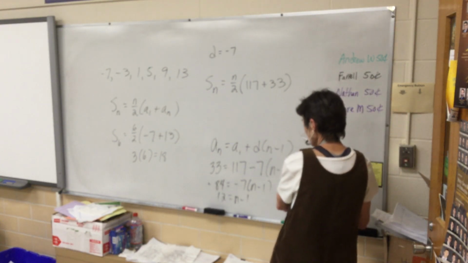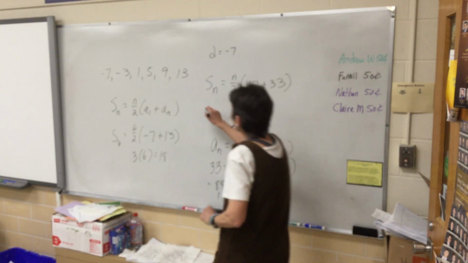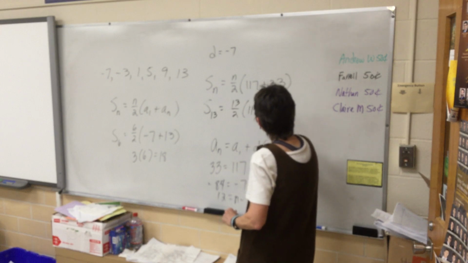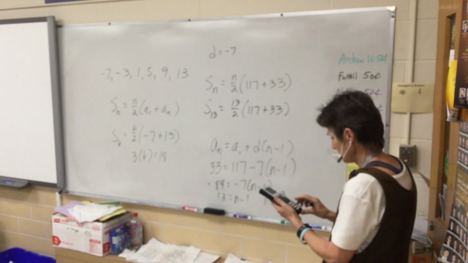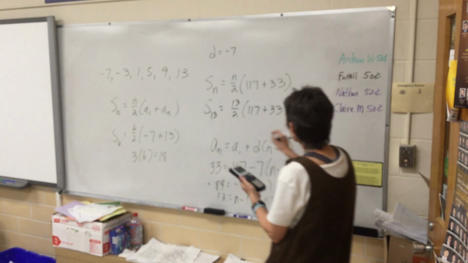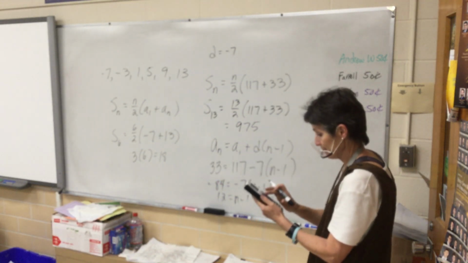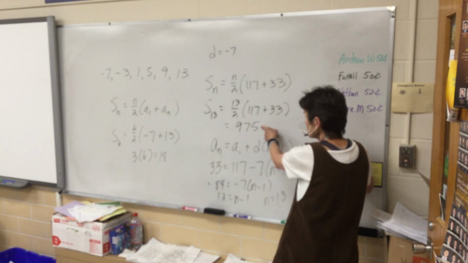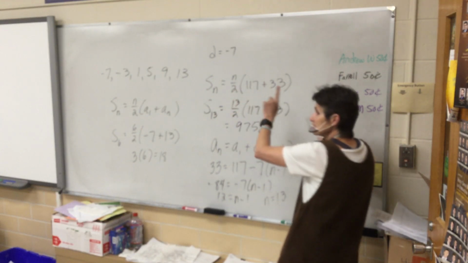So then, that's like work over to the side. So now I'll take that 13 and put it into my formula. So the sum of 13 terms will be 13 over 2 times 117 plus 33. So 117 plus 33. So my sum is 975. If I did it right. This is the answer to the question, but I had to do this work in order to get what I needed for my formula.